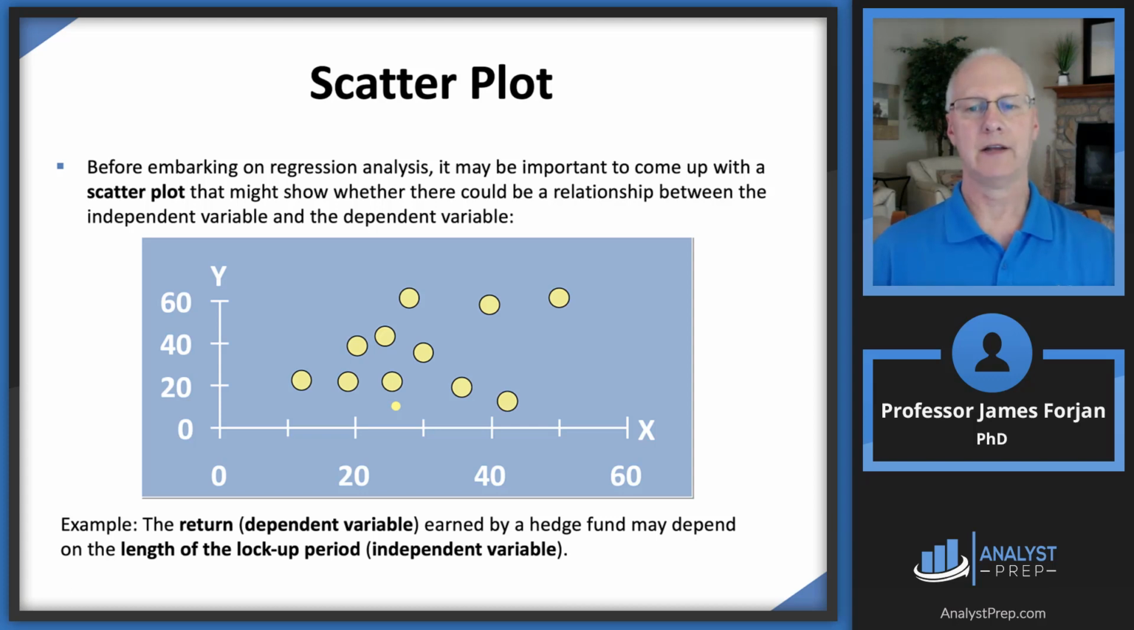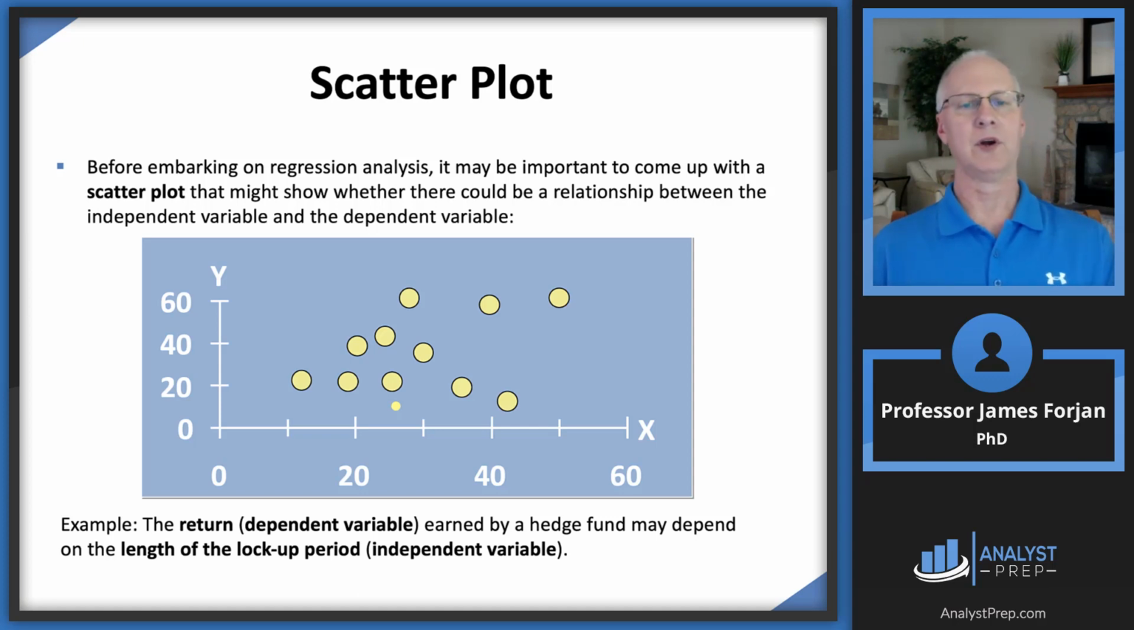Now let's look at the relationship between two variables here. Let's call this a scatter plot. So all we're doing is collecting data on a y variable and an x variable, and we're plotting them on a graph. All right, so in this case, let's suppose that the return earned by a hedge fund, which is the dependent variable, may depend on the length of the lockup period, which is the independent variable.